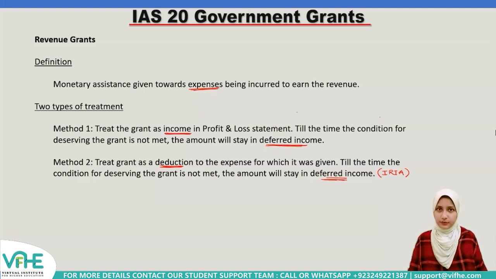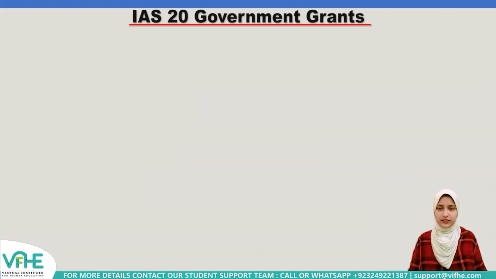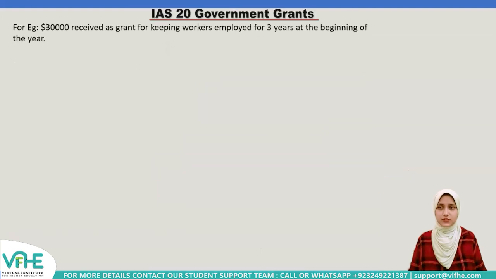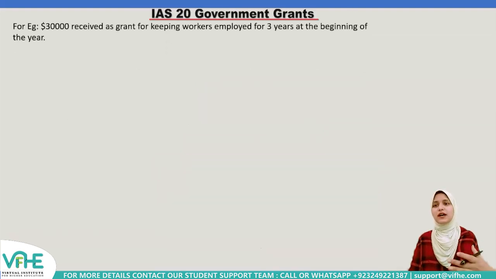Now let's check a numerical and see how this would get catered. The example goes: $30,000 received as grant for keeping workers employed for 3 years at the beginning of the year. Assuming, taking the previous example, that this is the nursing staff we're talking about, for a hospital, how do we go about this?